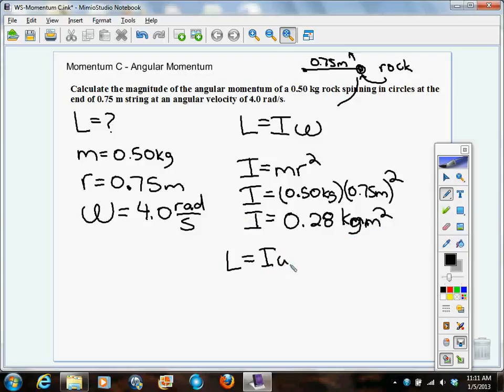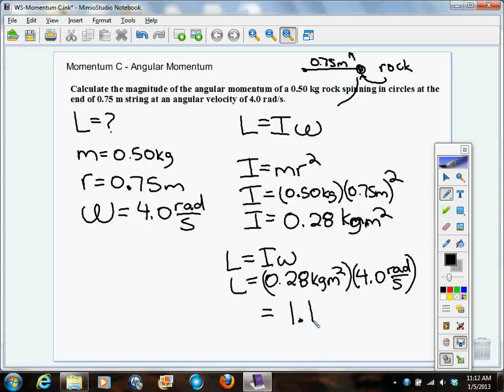Angular momentum, moment of inertia times omega. So this is just going to be the 0.28 kilogram meters squared times my angular velocity, that's given as 4.0 radians per second. And I then get my angular momentum equal to 1.1 kilogram meters squared per second. And that is the answer.